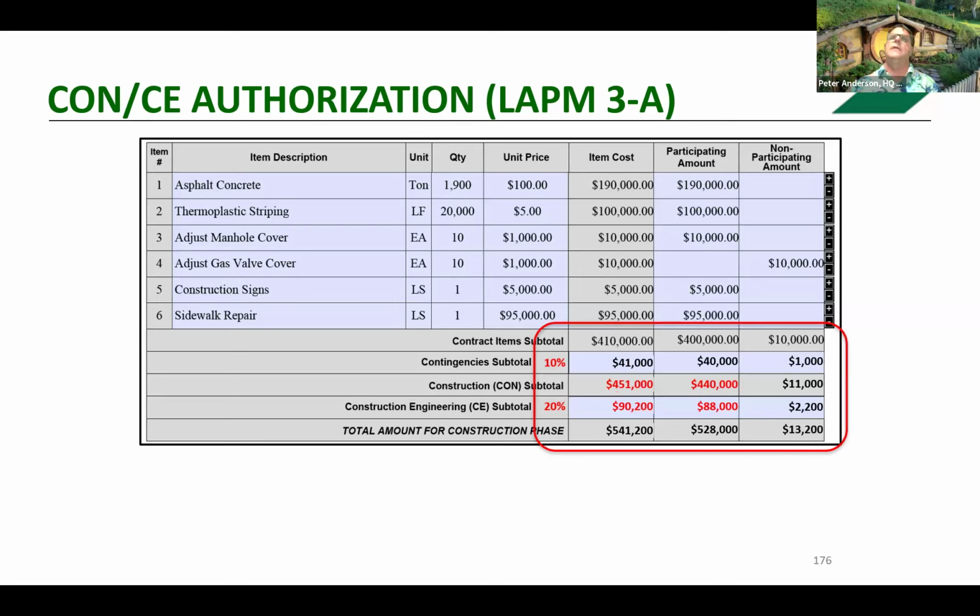You do need to get approval through the DLAE if you are going over, and we just want to show that, yes, we can give an economy of scale with a small project. It's a good possibility the construction engineering could be higher than our typical percent. And there's our gas valve. It's not participating, so it's segregated out.